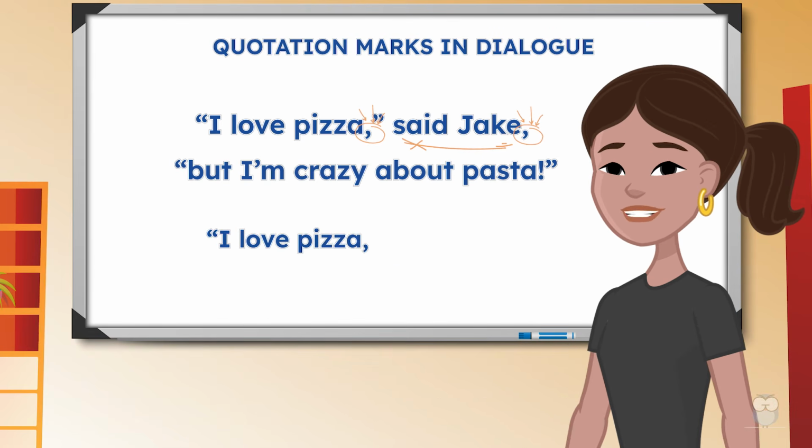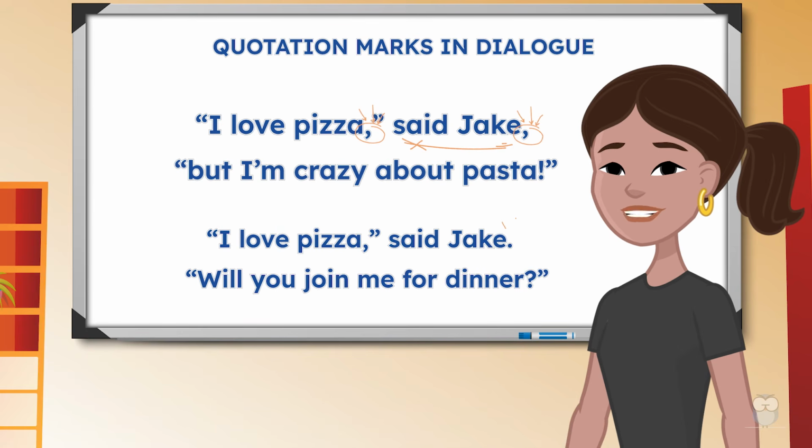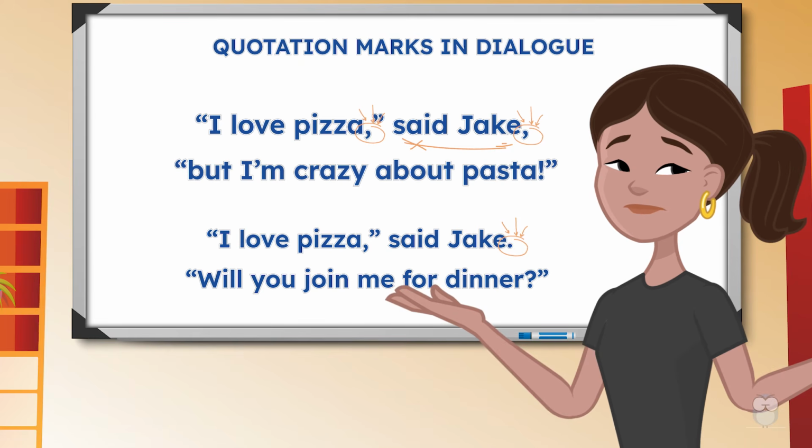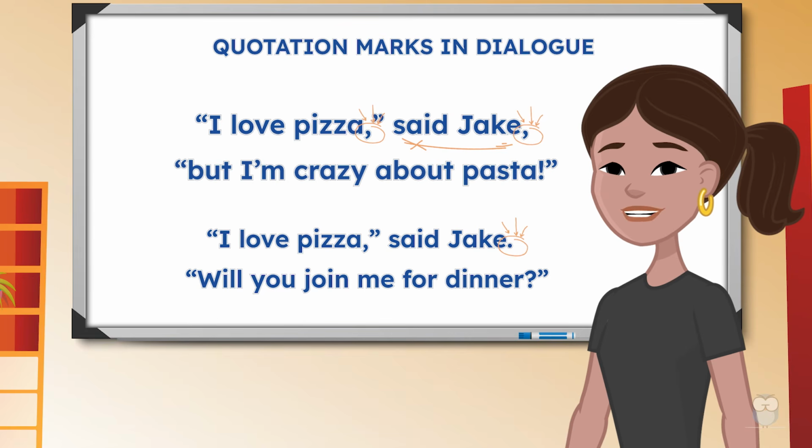"I love pizza," said Jake. "Will you join me for dinner?" Notice how we put a period after Jake this time? Any guesses why? Anyone? Anyone? It's because Jake had completed his sentence, "I love pizza." So we put a period there. We know it's a completed sentence because he starts another sentence when he says, "Will you join me for dinner?" You know it's a new sentence because the capital W in the word will gives you a clue.